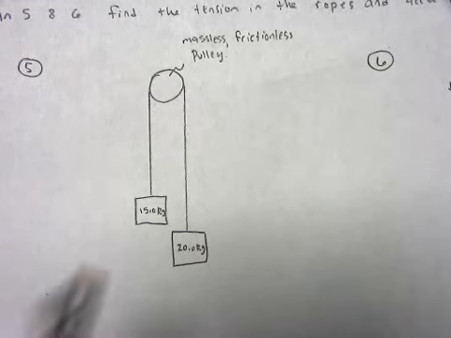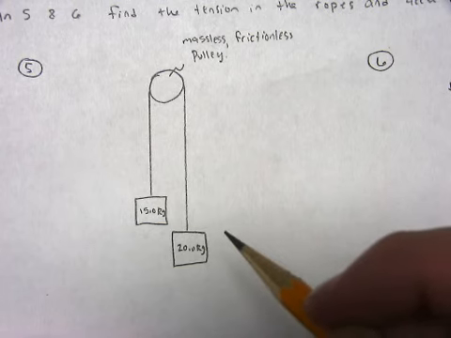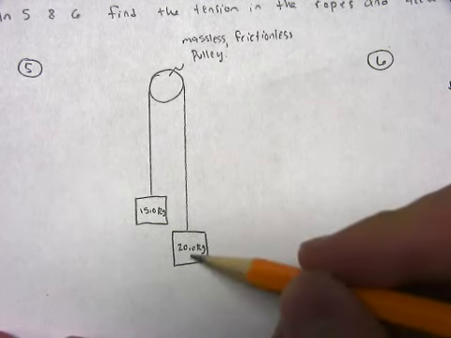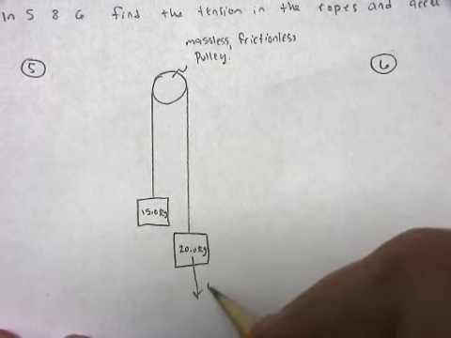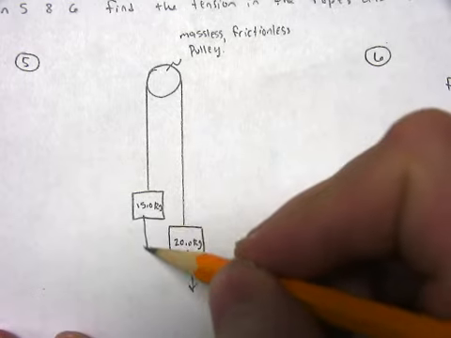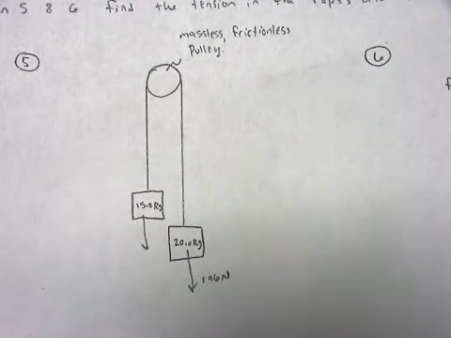Alright, in number 5, we're asked to find the tension in the ropes and the acceleration of the blocks. So actually what I'm going to do, I think I'll find the acceleration of the blocks first. Gravity pulls down on this at 196 newtons. And gravity pulls down on this one, you take 15 times 9.7 and you get 147 newtons.